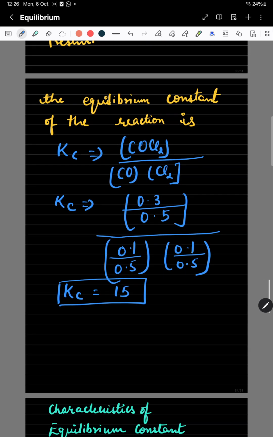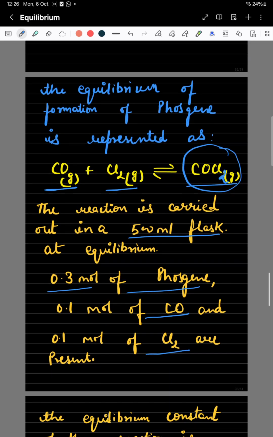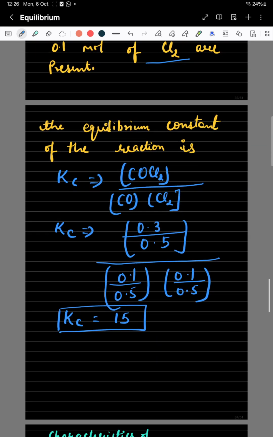The equilibrium constant of the reaction is Kc equals COCl2 concentration upon CO concentration times Cl2 concentration. COCl2 concentration would be what? How many moles of phosgene are there? 0.3 mole, upon 500 ml. 500 ml means what? 0.5 liter. So 0.3 upon 0.5. Here you have 0.1 mole of CO upon 0.5, and 0.1 mole of Cl2 upon 0.5.